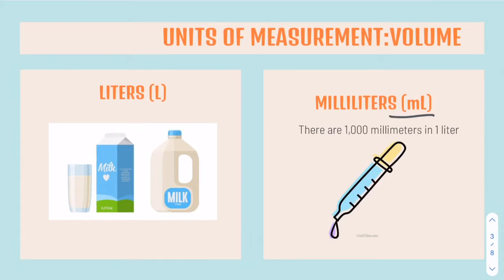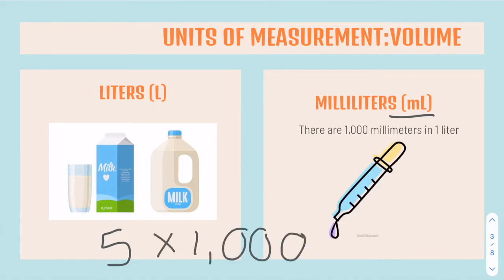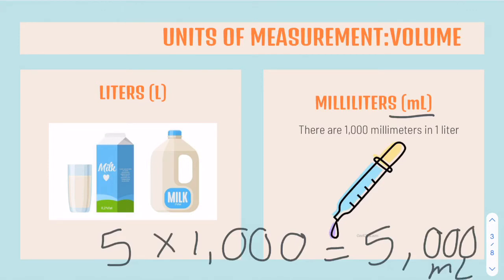And sometimes you will see problems that say if I have 5 liters of something, how many milliliters am I going to have? So to solve problems like that, what you'll have to do is take the amount of liters and multiply them by 1,000. And we can use our multiples of 10 rule. So we can do 5 times 1 to get 5. And then we can put 3 zeros behind it to get 5,000 milliliters.